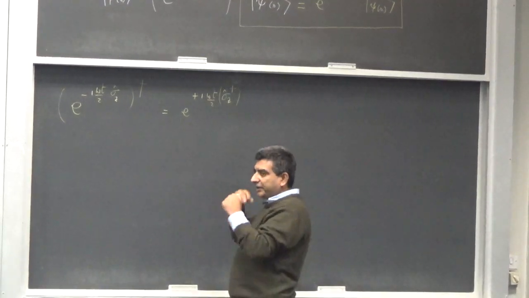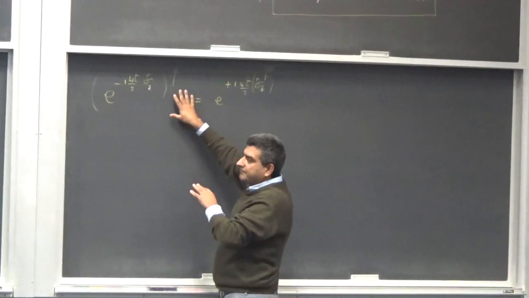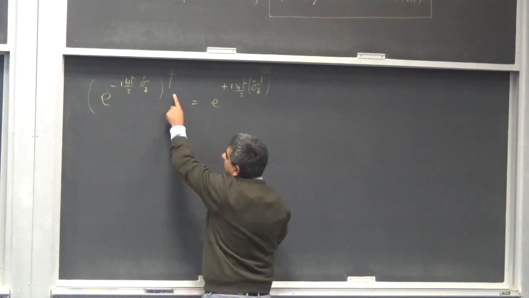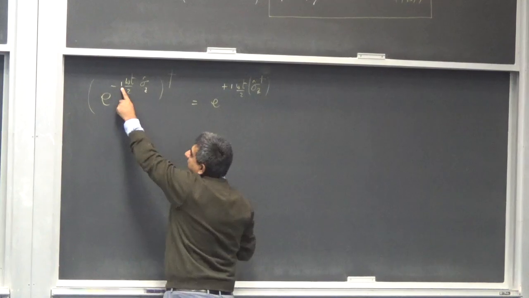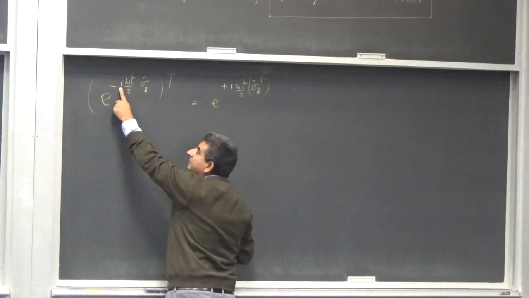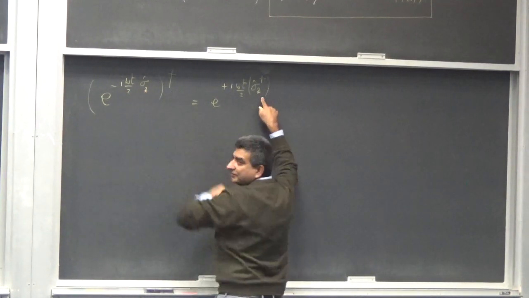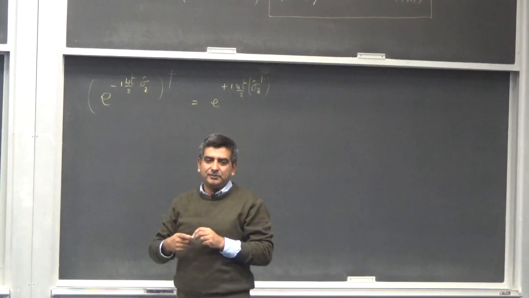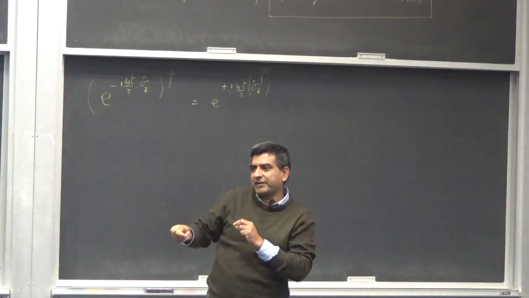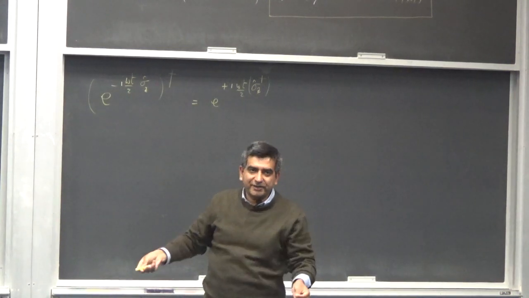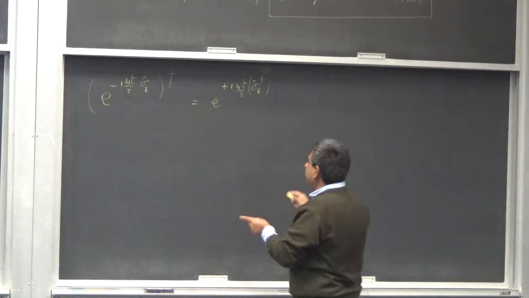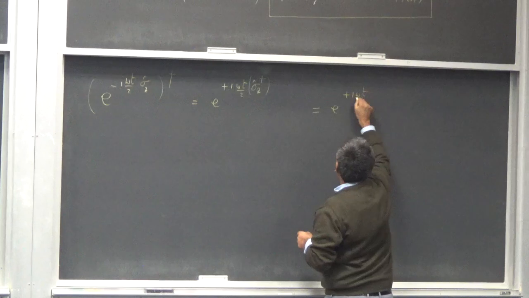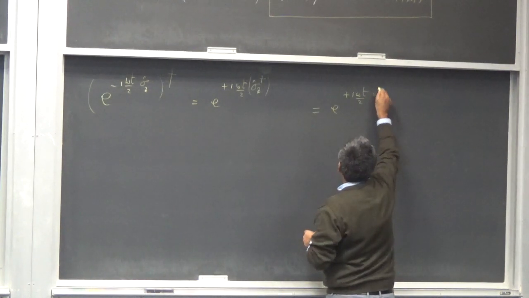So what I've done, when you take the dagger of something, I want to find out whether the dagger is equal to the inverse. So when I take the dagger here, it's going to change this minus iota to plus iota. Sigma z dagger, but sigma z is Hermitian, which means you take the complex conjugate and transpose, it's going to give you the same state. So it's Hermitian. So this gives me e to the plus i omega t over 2 sigma z.